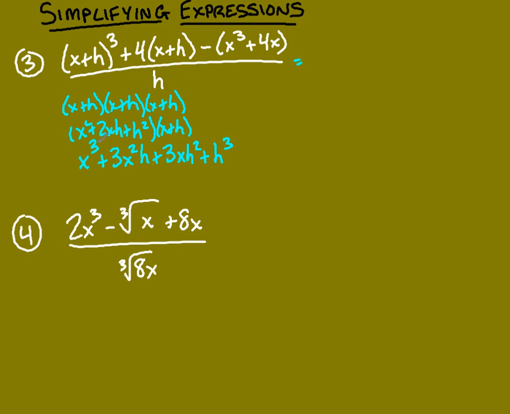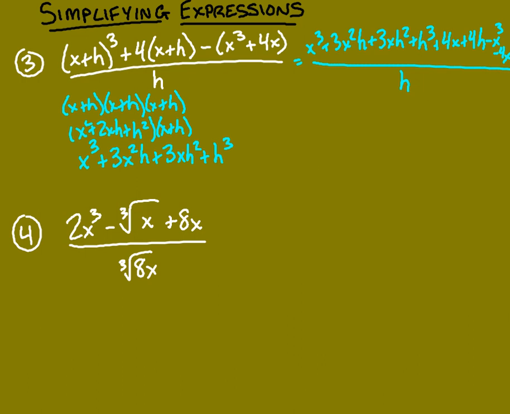So we're going to take this and write it out. So I have x cubed plus 3x squared h plus 3xh squared plus h cubed. That was simplifying this part. Let's distribute the 4 through, giving you a 4x and a 4h. And I'll distribute this negative through, so it would be a negative x cubed and a negative 4x. So I almost ran out of room, all divided by h. Same idea.